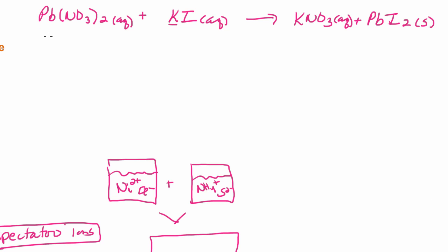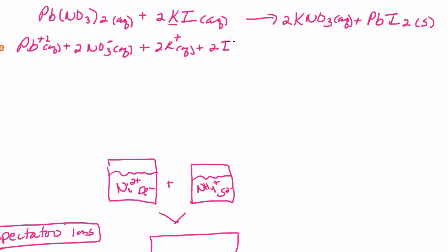Let's go ahead and write our ionic equation. So we have lead ion. What we need to do here is balance the equation first, sorry. Here I have a 2 and a 2. So this is now balanced. So we have lead 2 ions. And then we have 2 nitrate ions, because again, the lead 2 nitrate is soluble. And potassium iodide, so we have 2 potassium ions plus 2 iodide ions.